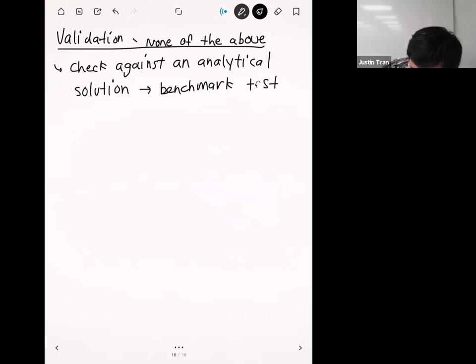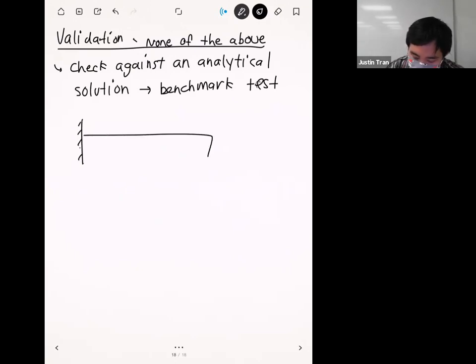And so one thing that you can do is check your simulation result against an analytical solution. What I mean by that is check against the result that you can compute by hand and see if you can recreate the same result. And so I'm going to go back to my favorite analogy. Let's say that we have a cantilever beam.